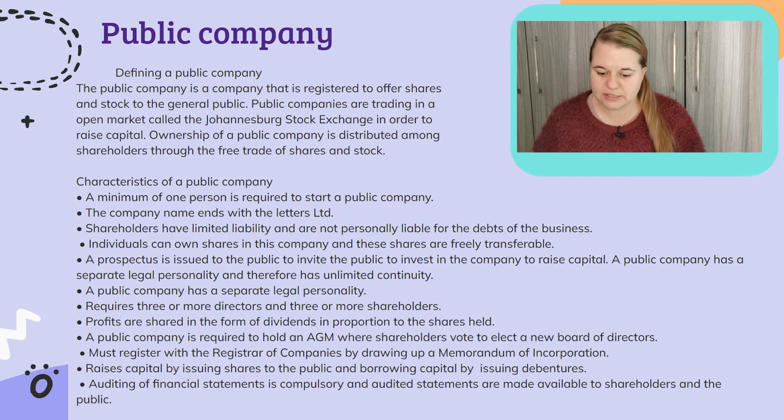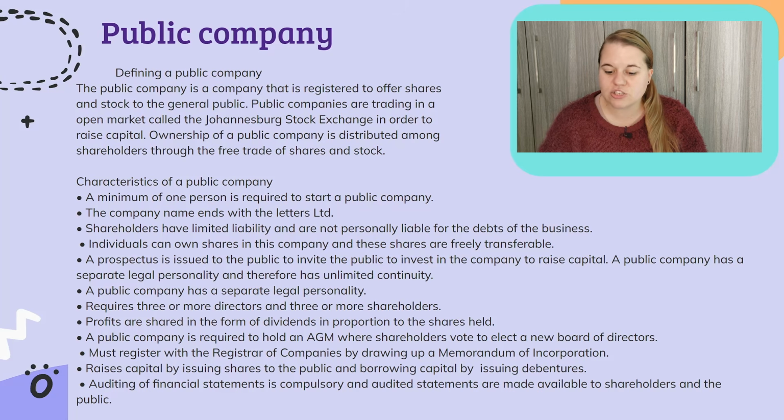The characteristics: there's a minimum of one person that can start a public company. The name needs to end with the letters LTD. Again, there you can see the difference. A private company was PTY Ltd, and this one is just Ltd, just limited. Shareholders have limited liability and are not personally liable for the debt of the business. Individuals can own shares in the company, and these shares are freely transferable.